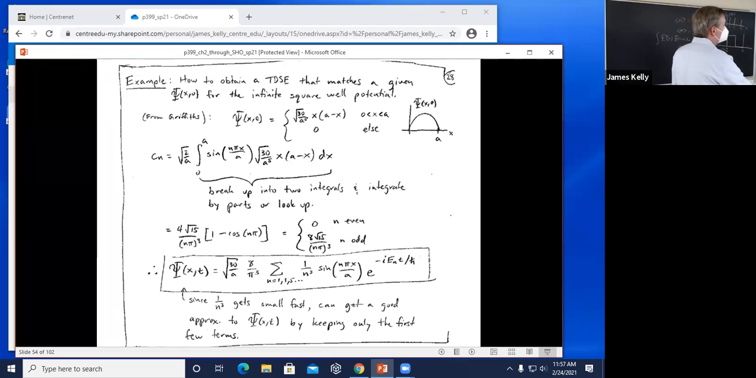And if you don't like infinite series, just keep the first 5 terms of that, or maybe even the first 3 terms would be a good approximation. And if you look at time t equals 0, it should be a pretty good approximation of your initial state. Okay, questions on that Griffiths example?